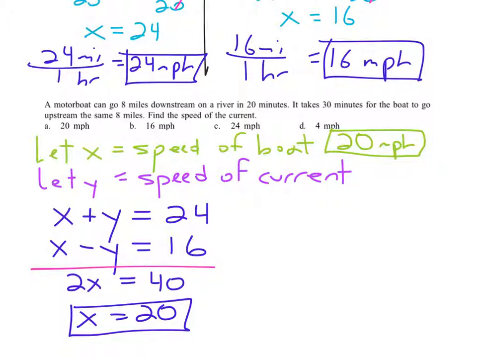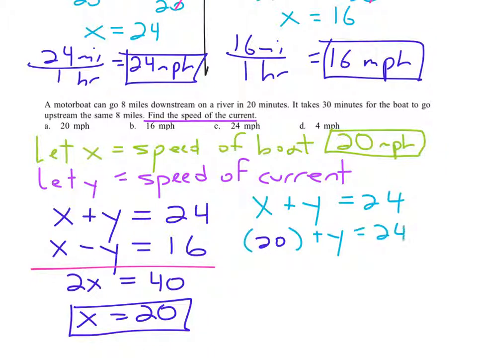That's not what they're asking for, though. They're asking for the speed of the current. So we already know what x is, and we can plug it back into one of our equations. Let's pick x plus y equals 24. And if x is 20, then we simply need to subtract that 20 away, and we get y equals 4.